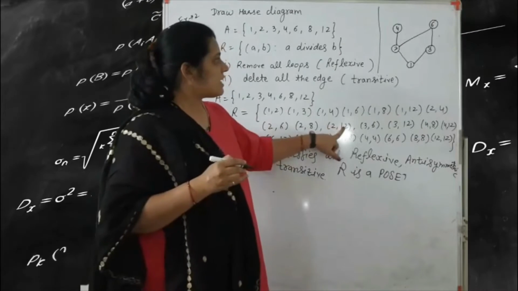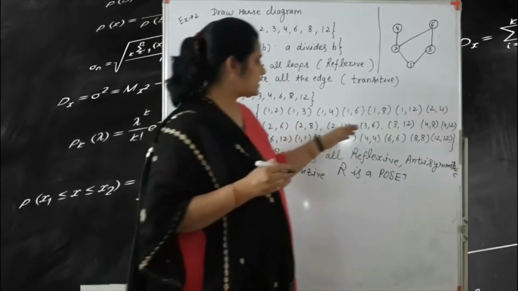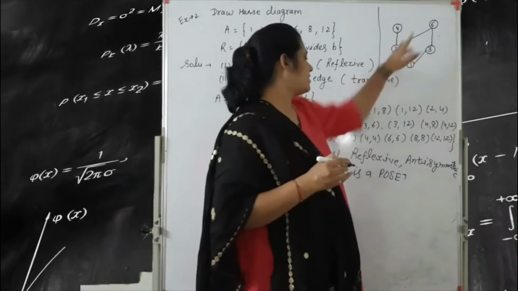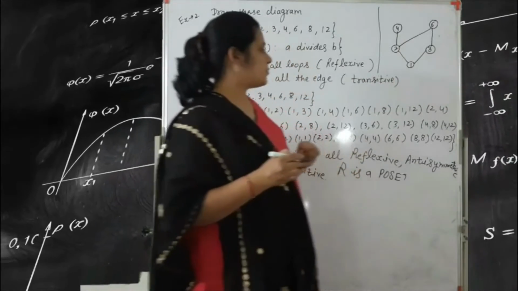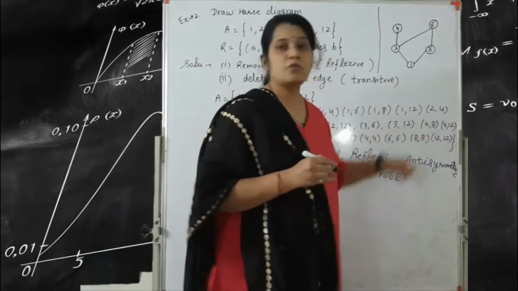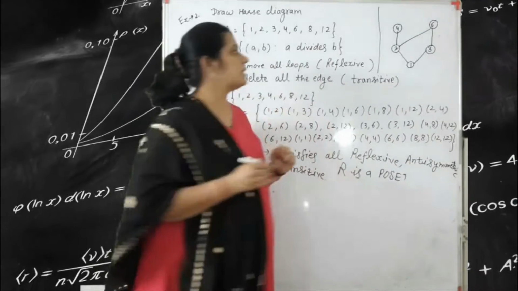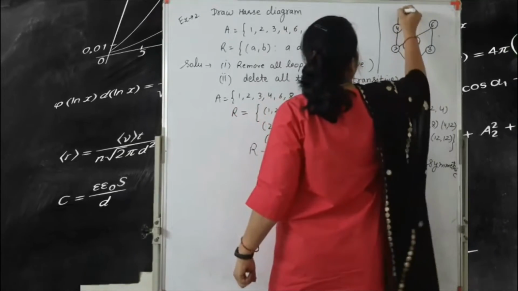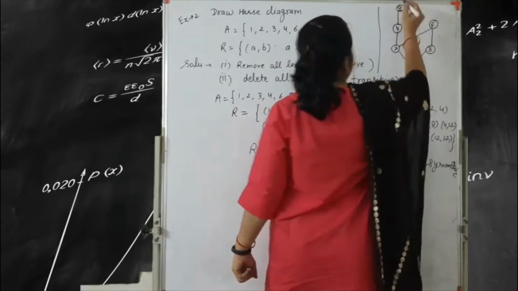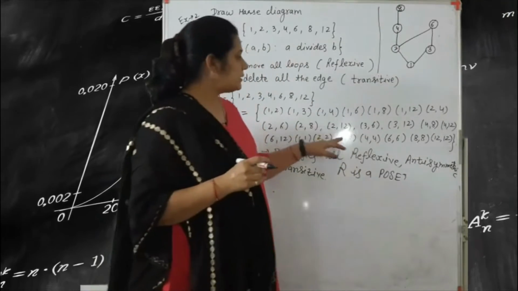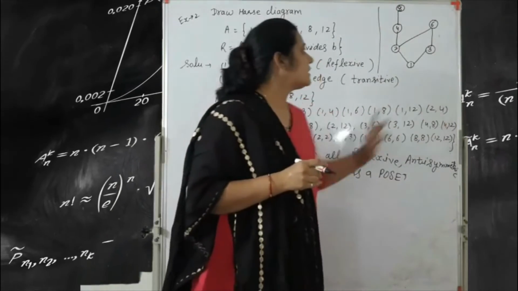Okay, so 2 divides 12. Again transitivity. 3 divides 6, we have already drawn here. 3 divides 12. Okay, but here 4 divides 8. So we write here the 4 divides 8. Okay, but 4 divides 12.